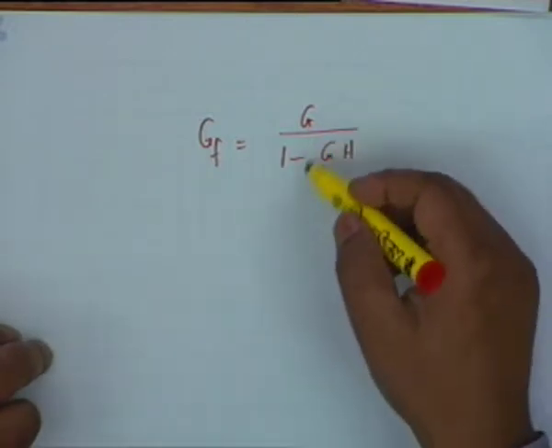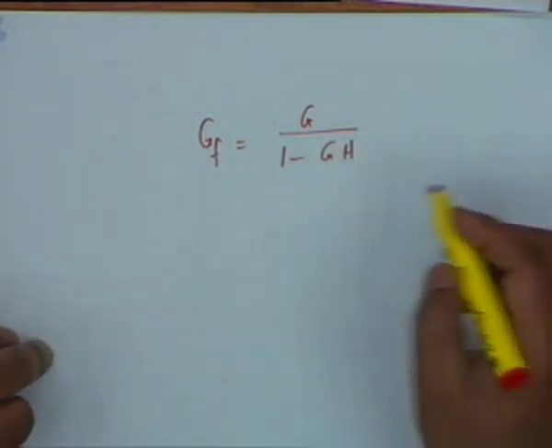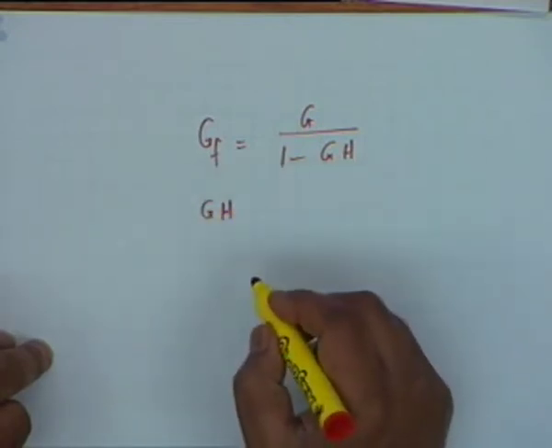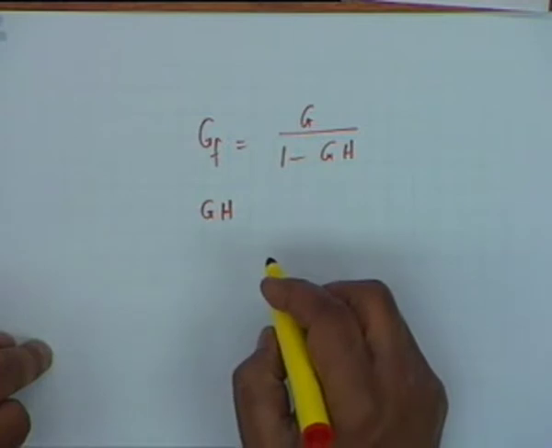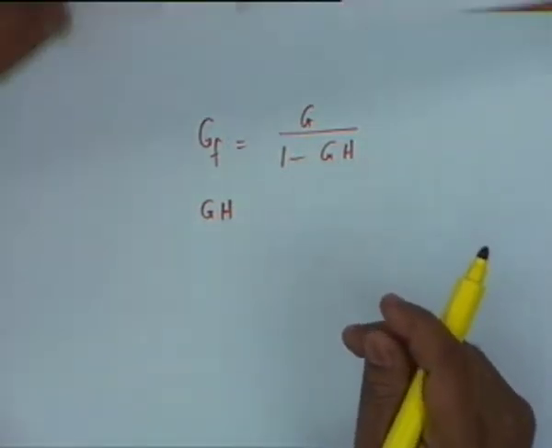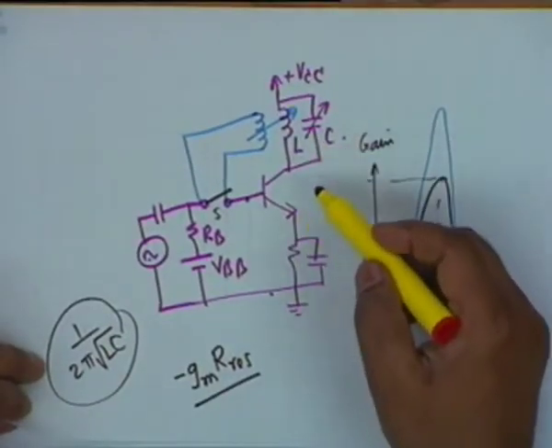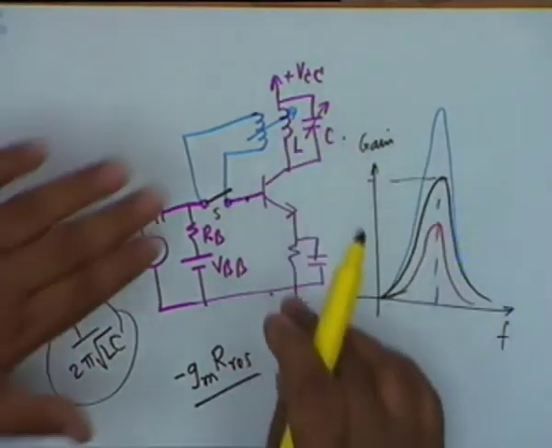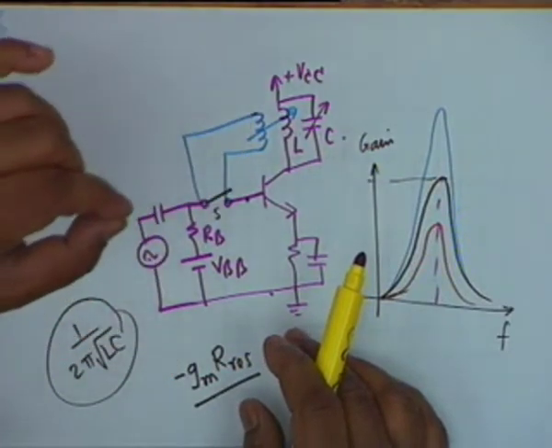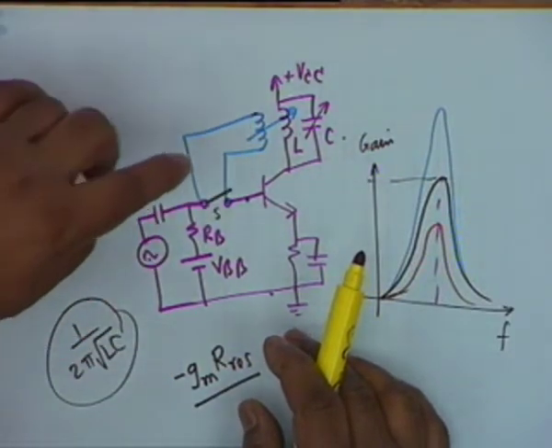Feedback gain is equal to G by 1 minus GH. Suppose GH at some frequency, GH normally shall be a function of frequency. Here G was a function of frequency, the gain. Without this coil, the gain is a function of frequency, and H could be a constant.